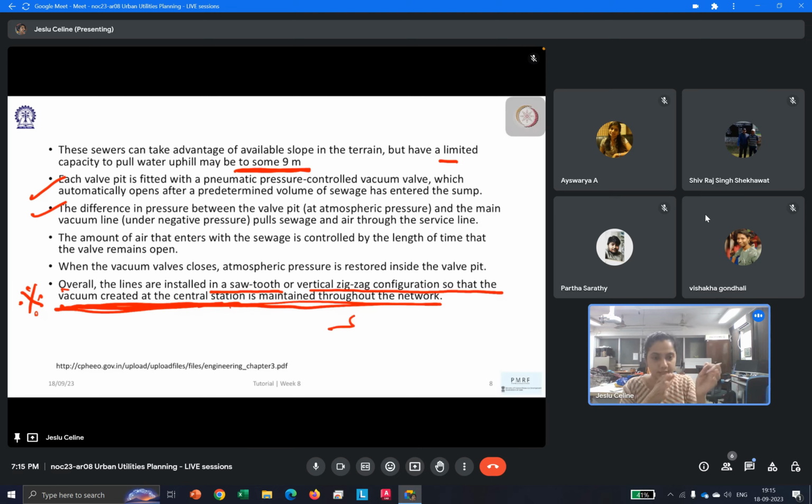Now, because of the resistance which is created by the zigzag configuration, there will obviously be some pressure loss when the valve is being opened, but that pressure loss is minimized because of the zigzag configuration.